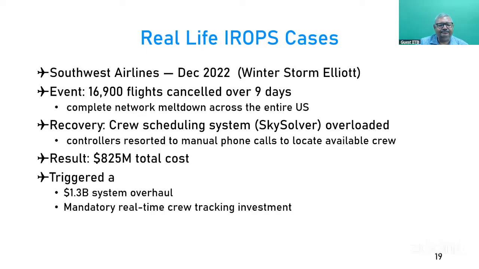to this airline. It triggered a system overhaul because they realized that if things like this happen again, we could really go bankrupt. They woke up to the fact. So they did a system overhaul. They spent $1.3 billion on the overhaul. And they came up with mandatory real-time crew tracking.